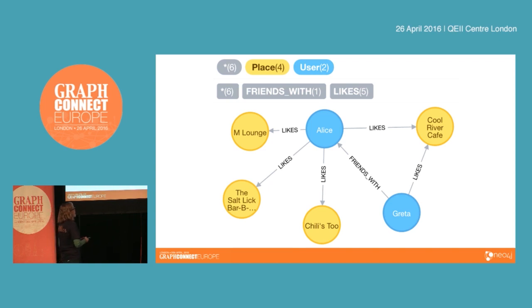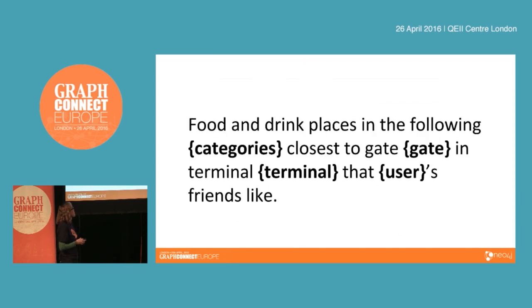And let's also pretend that users can be friends with other users. And that's modeled by a friends with relationship between user-labeled nodes. So consider this on top of the other model that we already explored. And now let's find food and drink places in the following categories, closest to the gate in whatever terminal, that users' friends like, because presumably you will like things that your friends like. So we're going to take this into account in our query.